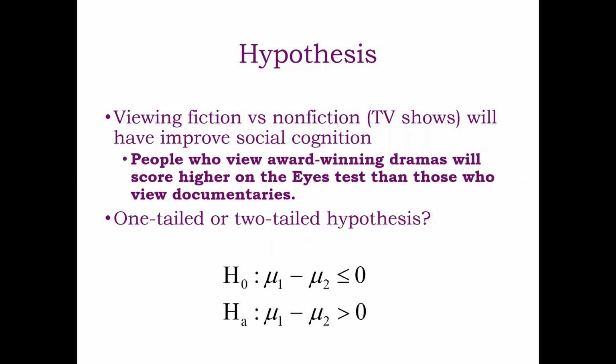The means in this case would be the mean for fiction minus the mean for documentary is going to be greater than 0, right? That is our hypothesis, because we expect scores on the eyes test for people who watch the award-winning drama to be higher than scores on the eyes test for people who watch the documentary.